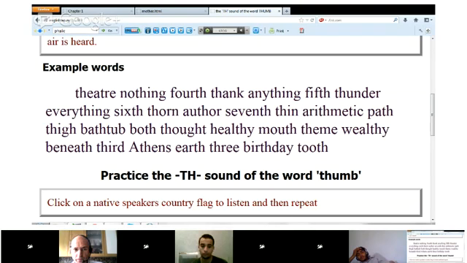Thigh. What is the thigh? I don't know. It's the top part of your leg, from your knee up to your hips, especially the front part. That's your thigh. Thigh muscles are those top parts of your leg.